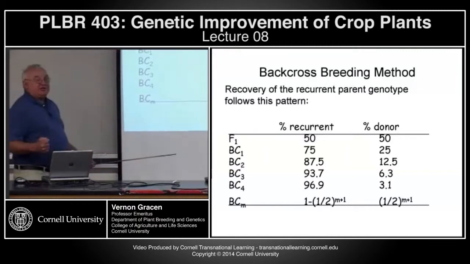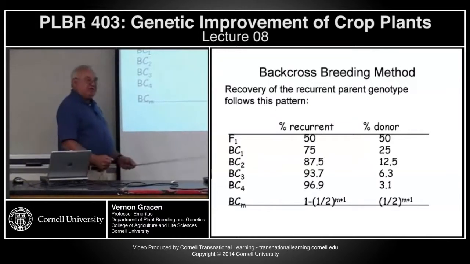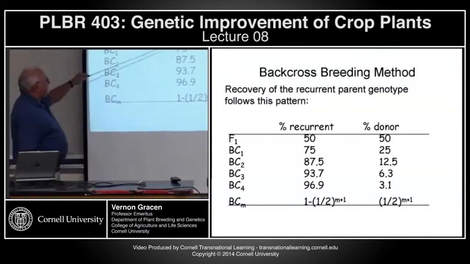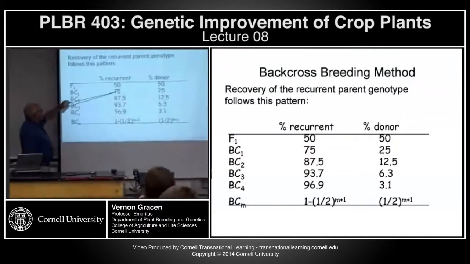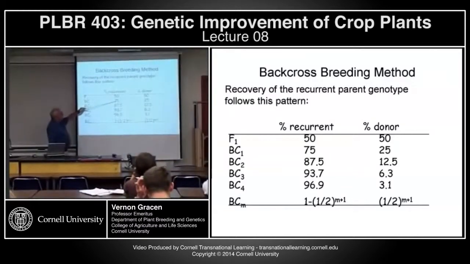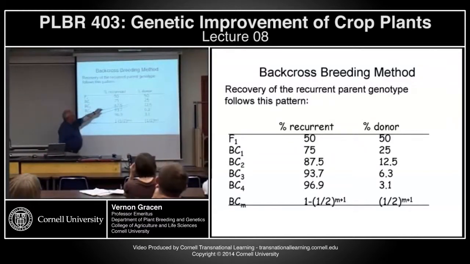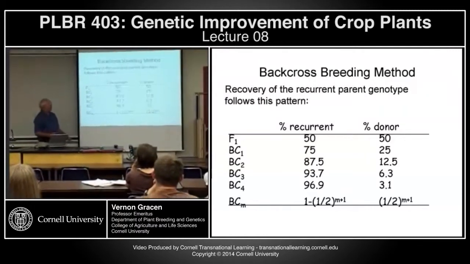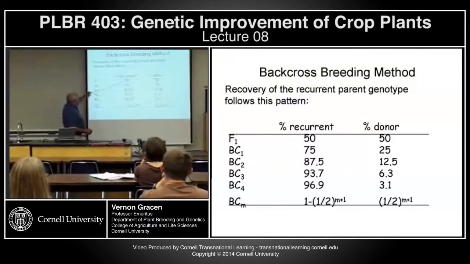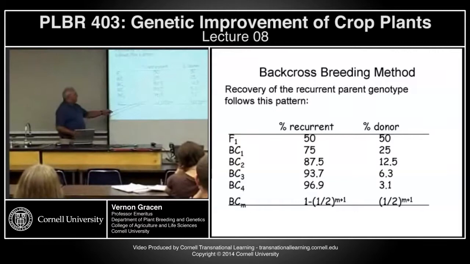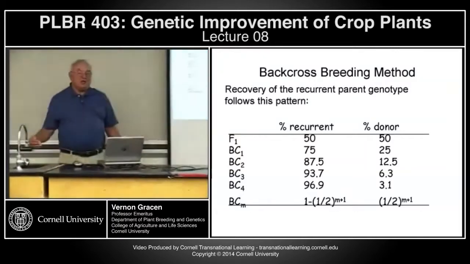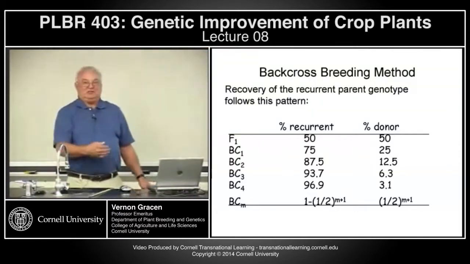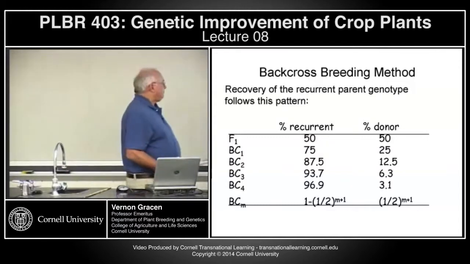As you backcross, it looks a lot like as you self to get the homozygosity. Each backcross generation brings you 50% back to the type of your recurrent parent, or takes you 50% farther away from the genotype of the donor parent, so that after about 4 backcross generations, you can get to about 97% back to your recurrent parent type.